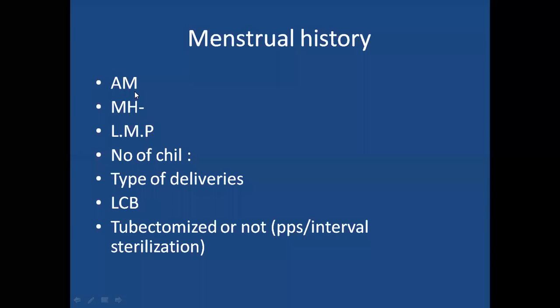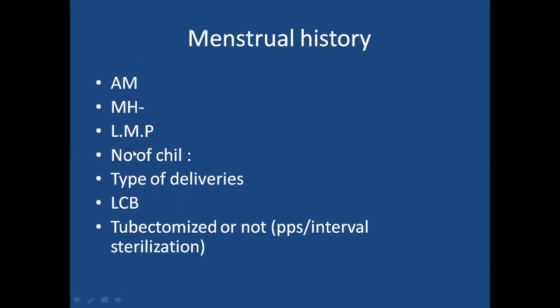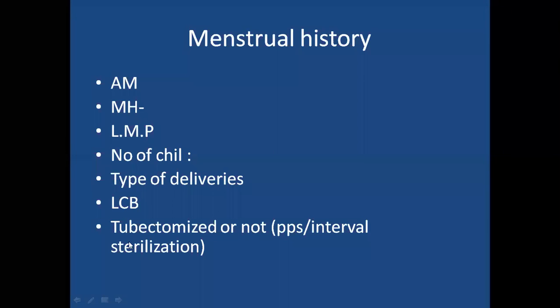So write in order, because we see students writing menstrual history first, then number of children, then marital life, and in the last they will be writing age at menarche, like that haphazardly they will write. But you can remember it is in chronological order, the sequence of events that occur in the life of a woman, you can write in sequence.